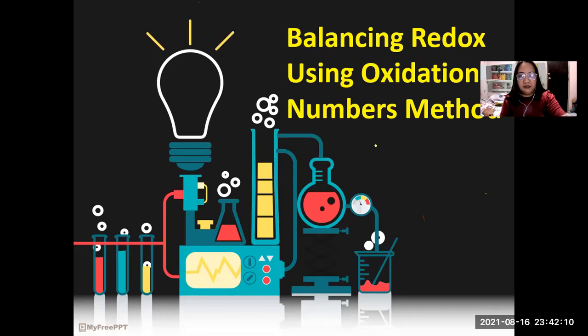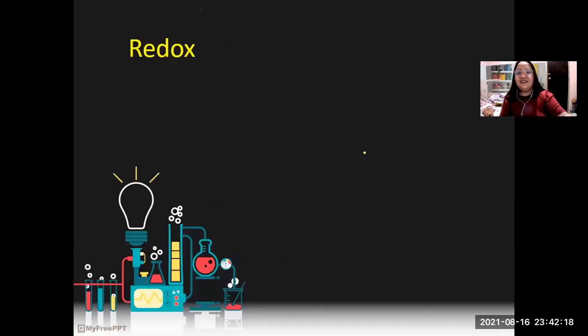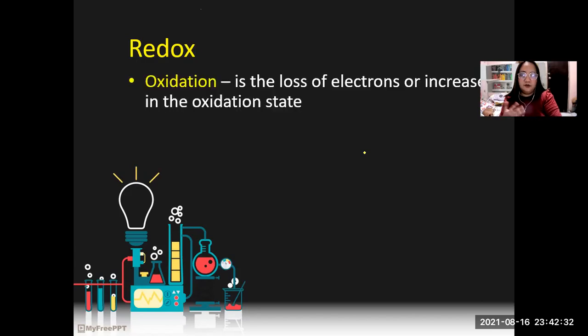So redox, we know, is short for reduction oxidation. There are two processes in this big process, which are reduction and oxidation. So when you say oxidation, this is the loss of electrons or an increase in the oxidation state, meaning the electronegativity decreases and there is a positive change in the oxidation number of the element because it loses its electrons.